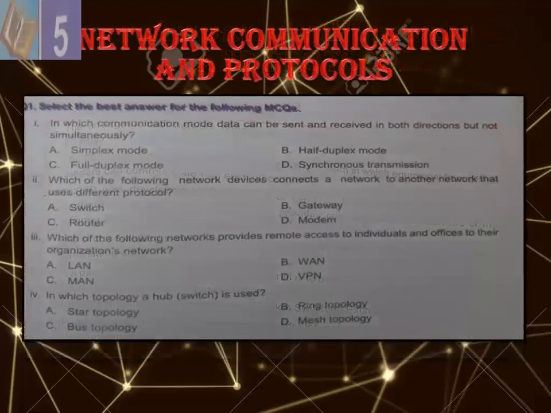So dear students, now here is your exercise. MCQs: select the best answer for the following MCQs. Number one: in which communication mode can data be sent and received in both directions but not simultaneously? A, simplex. B, half duplex. C, full duplex. And D, synchronous transmission. So what do you say? In which communication mode can data be sent and received in both directions but not simultaneously? Yes, it's half duplex. In half duplex, data can be sent and received in both directions but not simultaneously.